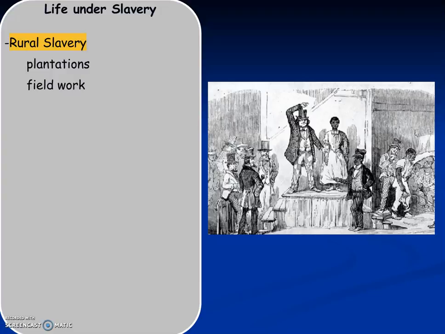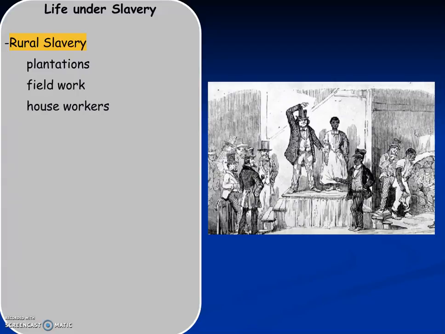It was not a task system. Slavery before this sometimes was a task system where they were given a list of tasks to complete, and once they did, they were finished for the day. But this was not that way. This slavery at this point in time was basically sunup to sundown.